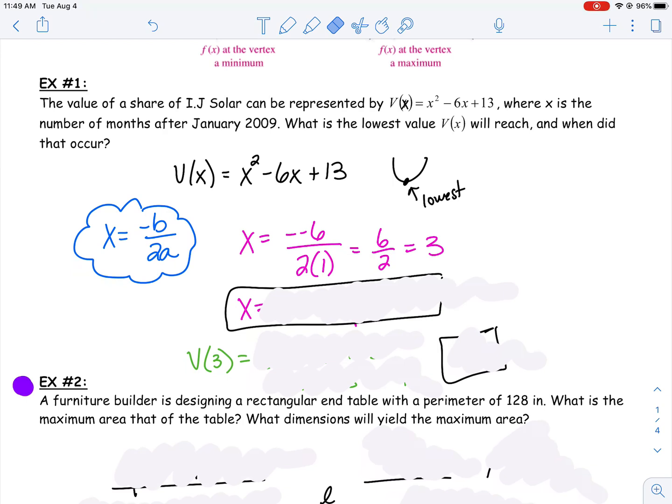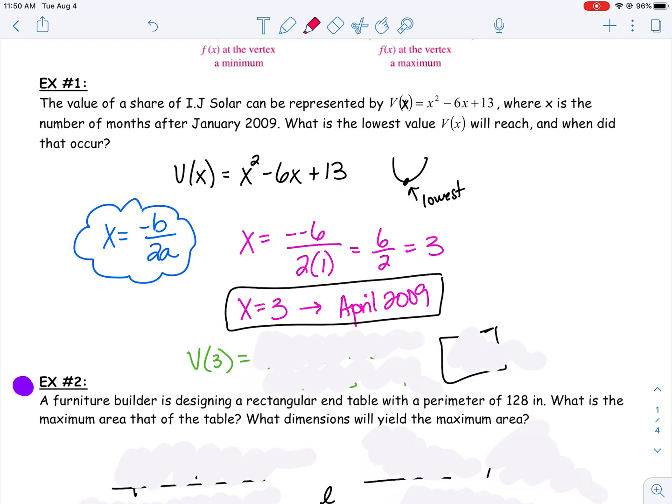Remember, x was the number of months after January. So if x equals 3, then really I'm talking about April, right? 3 months after January would be February, March, April. So I know that the lowest point is going to happen in April 2009 when x equals 3. That's the one part of the question.